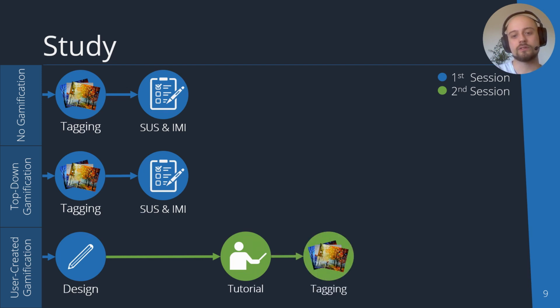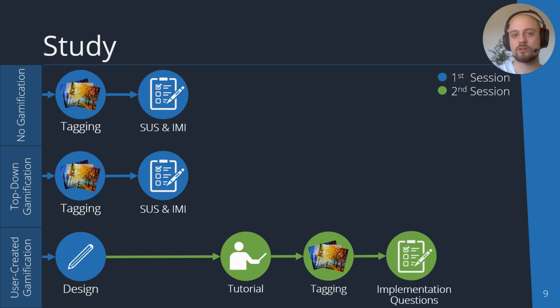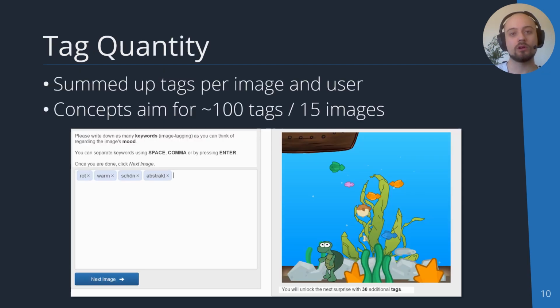Afterwards, we asked them questions about the implementation, so we could ensure that we implemented it in a way that the participant actually imagined their concept. In the last step, user-created gamification participants also completed the survey on the system usability scale as well as the intrinsic motivation inventory. One problem that we faced was to make sure that all the different concepts were comparable among each other. And we decided to do that by summing up all tags per image and per user and to aim for approximately 100 tags per 15 images per concept.